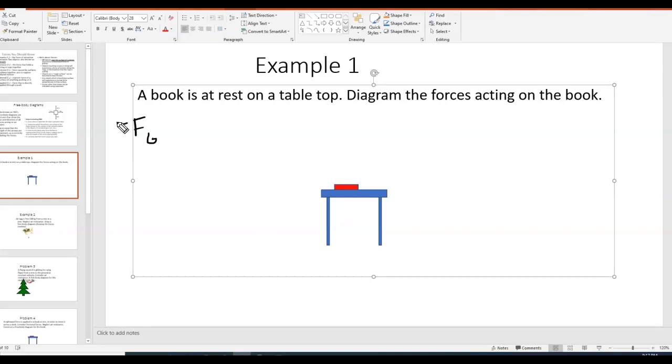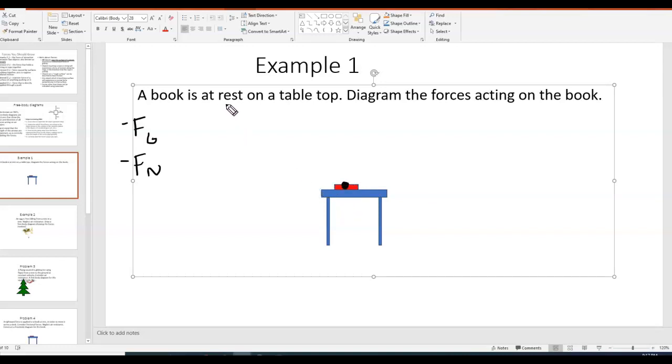However, there is a surface. This tabletop is a surface, and that means there has to be a normal force. Okay, and there's no applied force because the book is not being pushed. So this is what my FBD should look like. Okay, I draw a dot to represent the object. Oh, and one more thing.